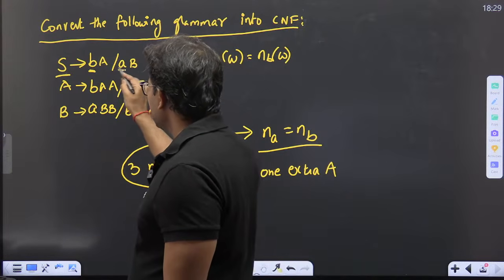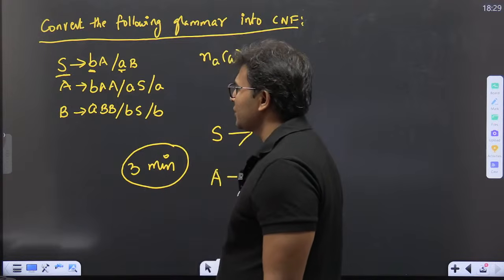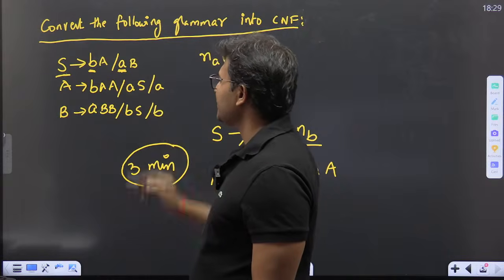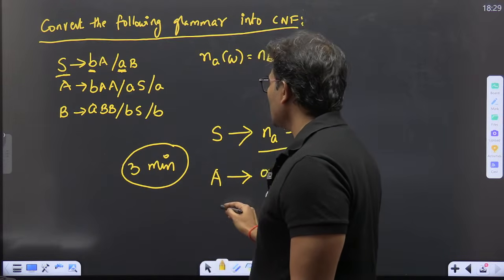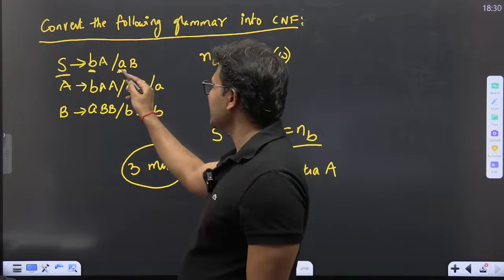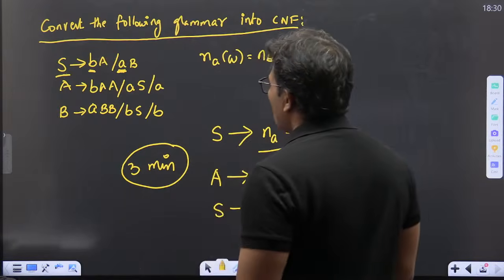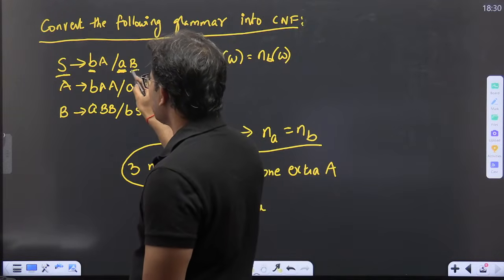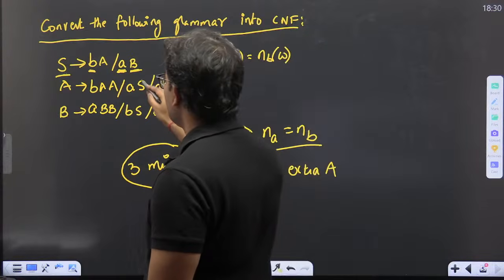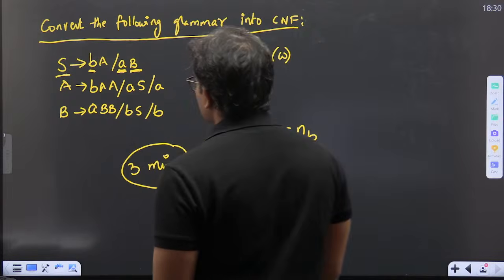Now, what about B? S's responsibility is to generate an equal number of A's and B's. Now let us say it has generated A. Now what is the responsibility of B? To generate one extra B. The responsibility of B is to generate one extra B.